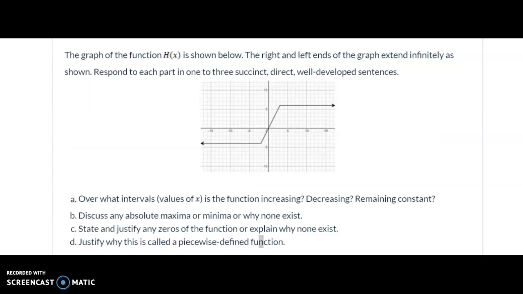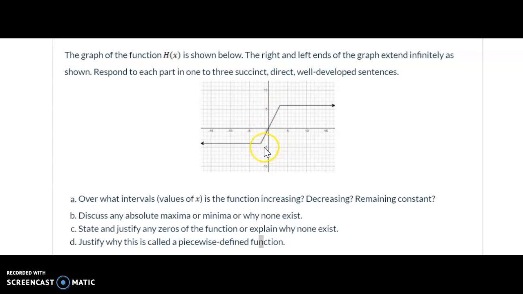And this last question, they're asking about this graph of the function h of x. The right and left ends of the graph extend infinitely as shown. Respond to each part in 1, 2, or 3 succinct, direct, well-developed sentences. The first one says, over what intervals of x values is the function increasing, decreasing, or remaining constant? I know it's kind of hard to read, but from this point to this point, that is increasing. It is going up because when we read a graph, we read it from left to right.